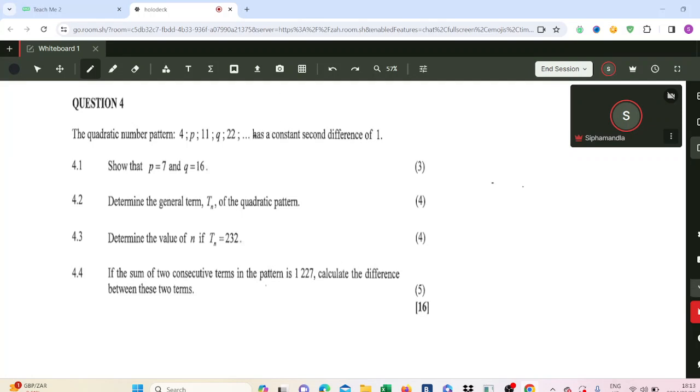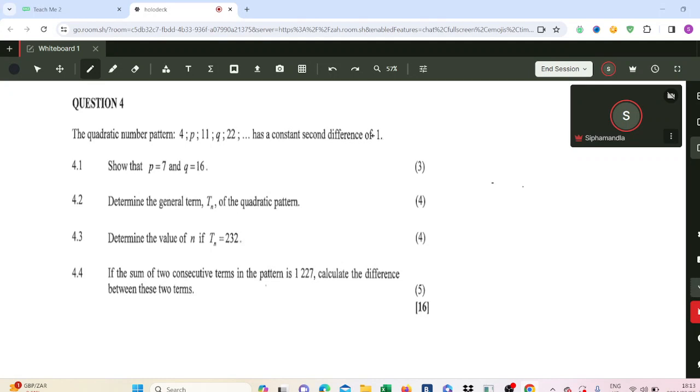Here I want us to have a look at this question. They say we have to solve this equation, which is based on the quadratic number pattern. The quadratic number pattern has a constant second difference of 1.